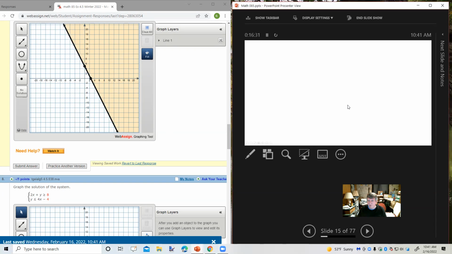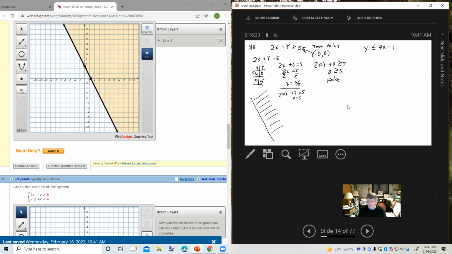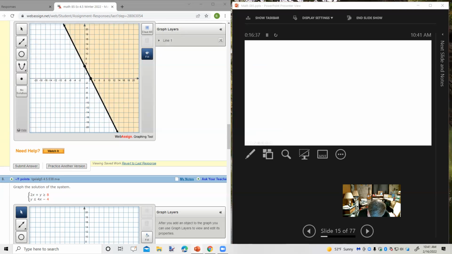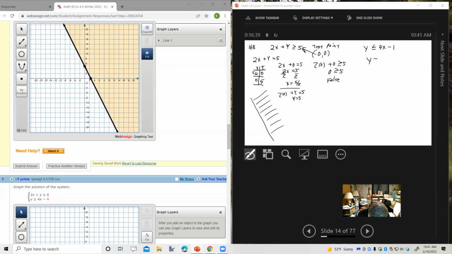And now let's go to the second inequality. We'll write the related equation and find two ordered pairs. If y is 0, 0 equals 4x minus 1, we'll add 1 to both sides. 1 equals 4x. Divide by 4, x equals 1/4.